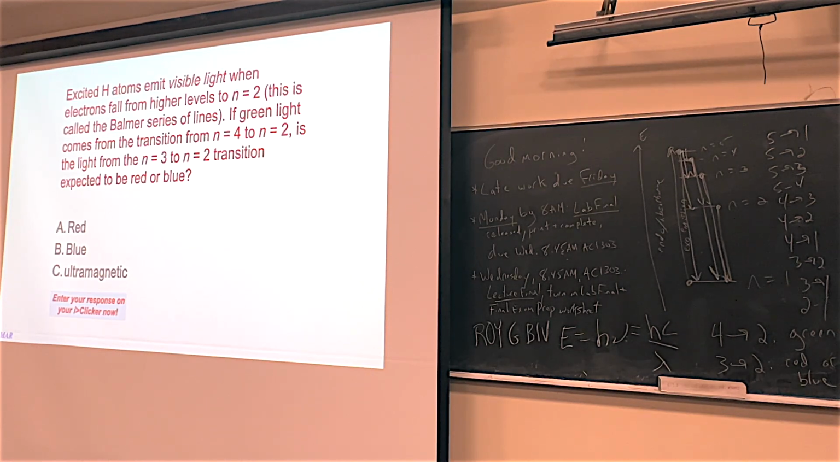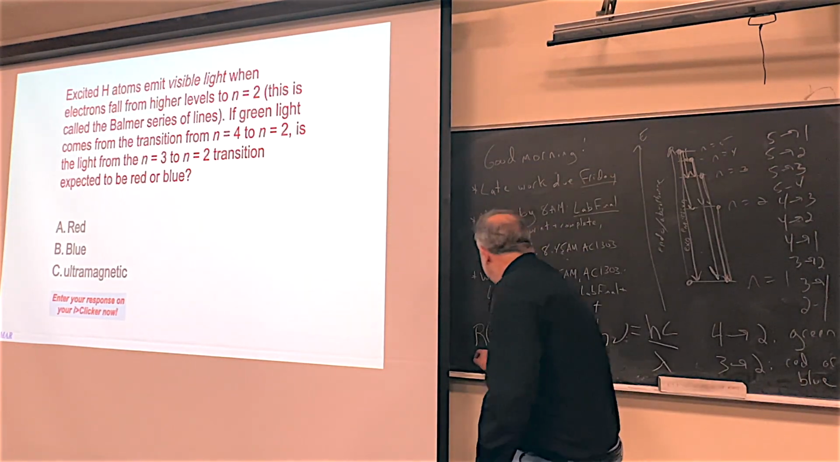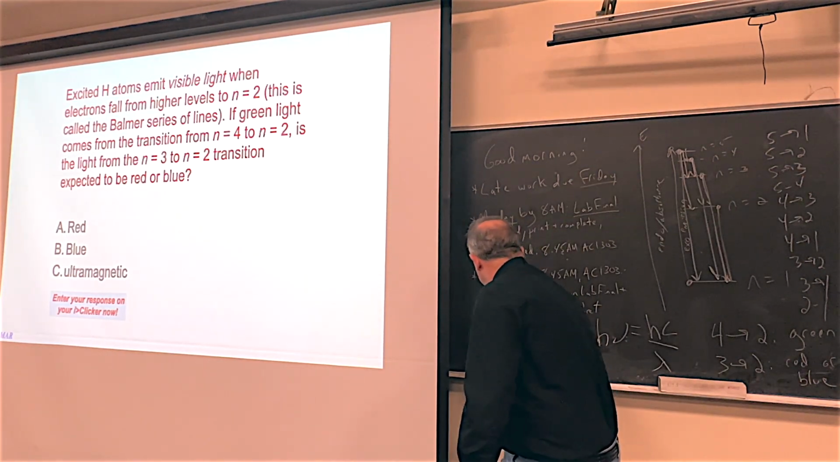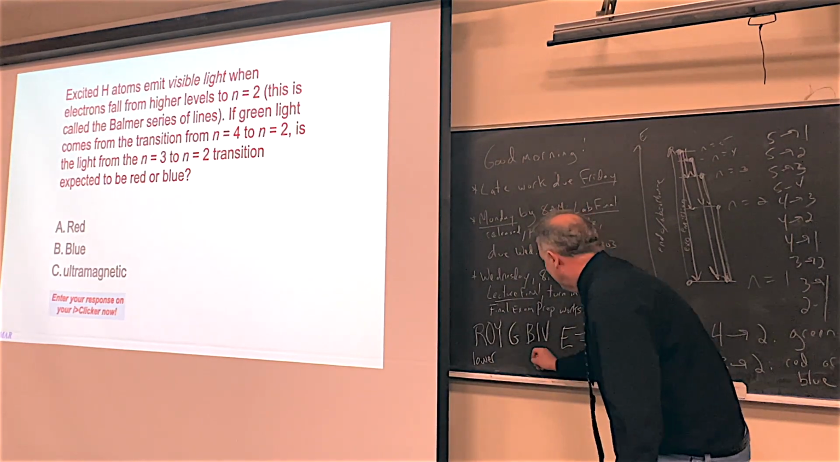Now, this 4 to 2 transition is green, right in the middle, all right? So if you knew whether red was lower energy or higher, and blue was higher or lower, then you could figure out what's going on based on what we talked about. So does anybody know, do you think red is lower energy or higher energy than green? Lower, nice job. So red is lower energy, blue and all these are higher energy.